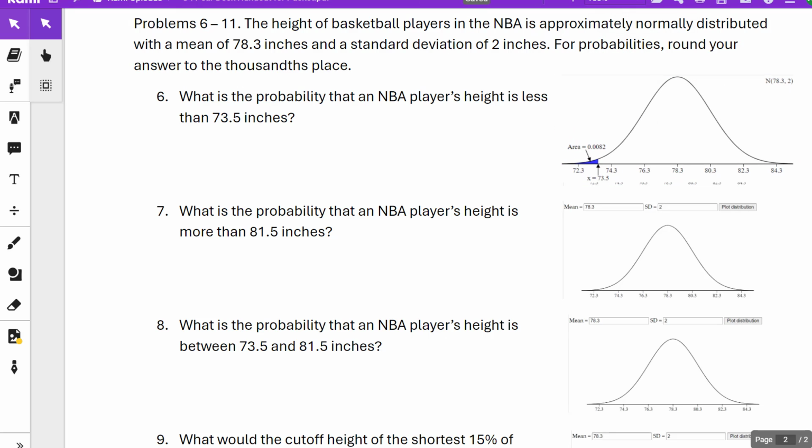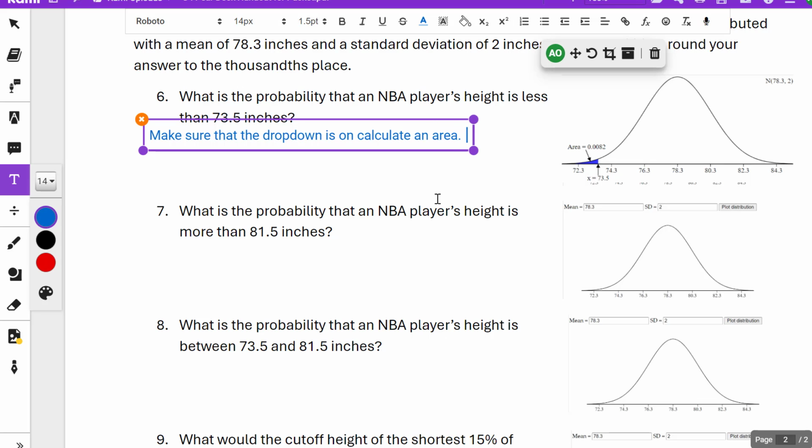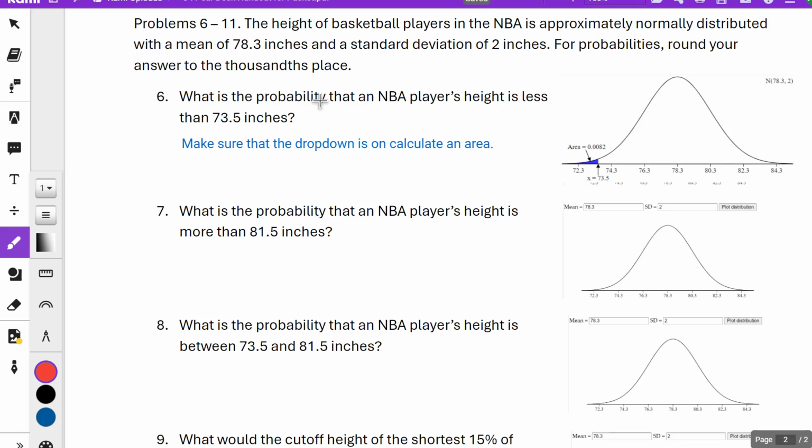So there's the area. Make sure the drop down is on calculate an area. All right, because area and probability are the same idea on these curves. Okay, so the area is, or the probability is.